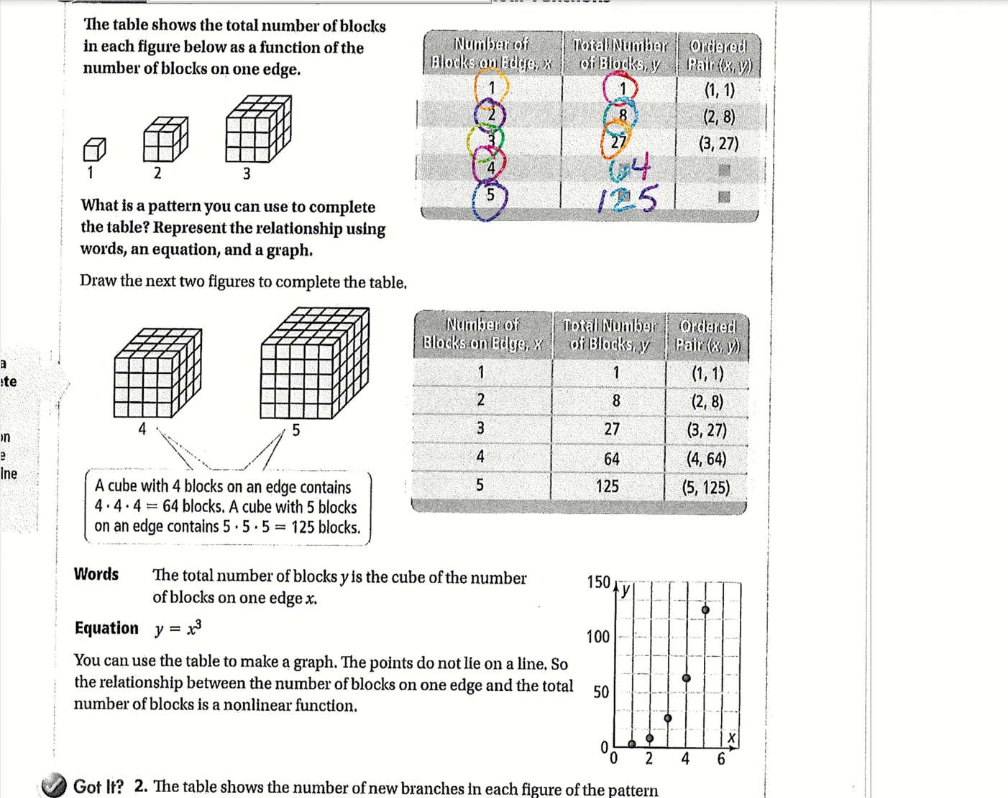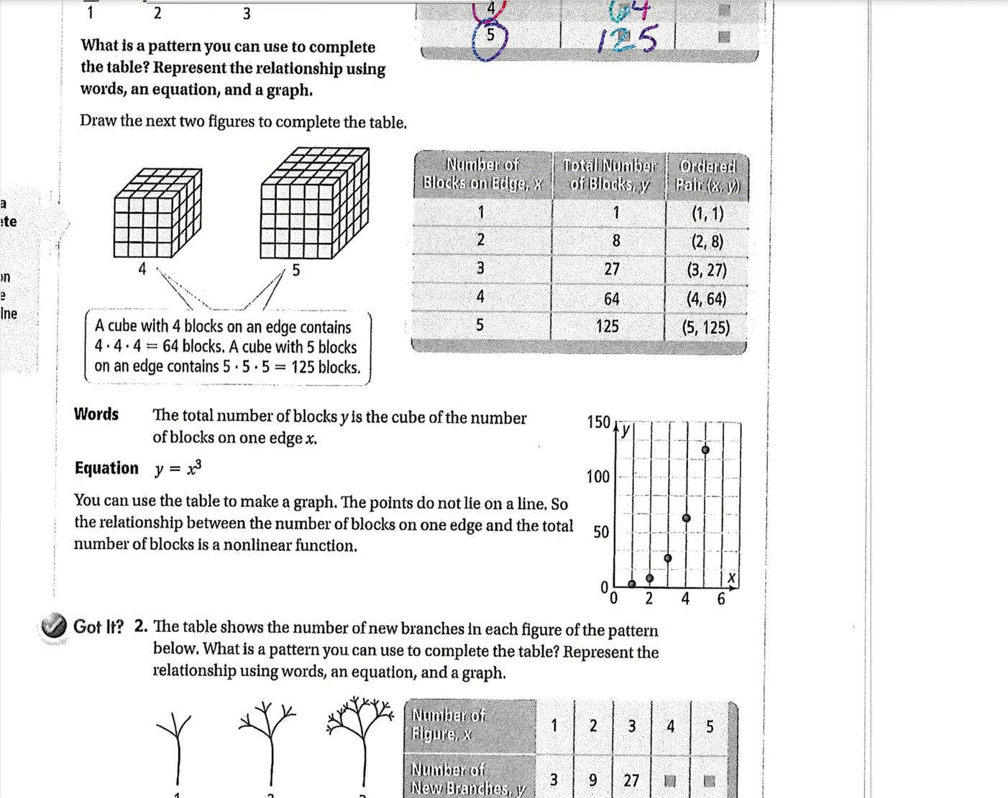And then in words, so they have it here. They say the total number of blocks y is the cube of the number of blocks on one edge x. And then they've got it in equation form right here. So y equals x to the third, or x cubed.